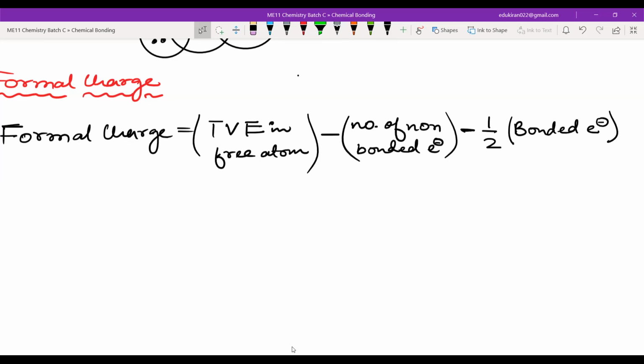Okay, so this is what it is equal to: total valence electrons minus the lone pair electrons, minus the number of bonds. This is what L is. It is not lone pair, it is the total number of electrons present as non-bonded. The non-bonded electrons minus the bonded electrons. If there are 4 bonded electrons, that means there are 2 bonds, so half of that only. So bonded electrons divided by 2 will be equal to the number of bonds. So this is the formal charge.